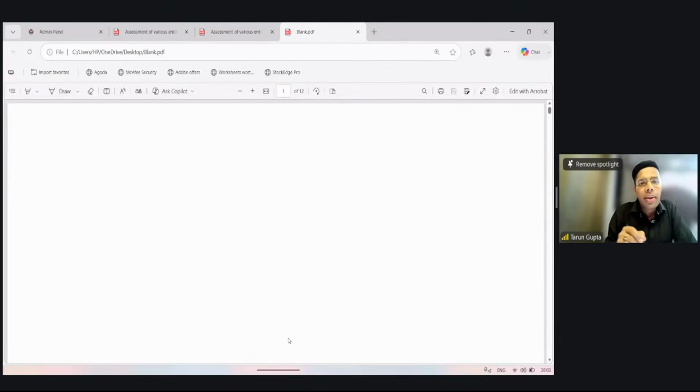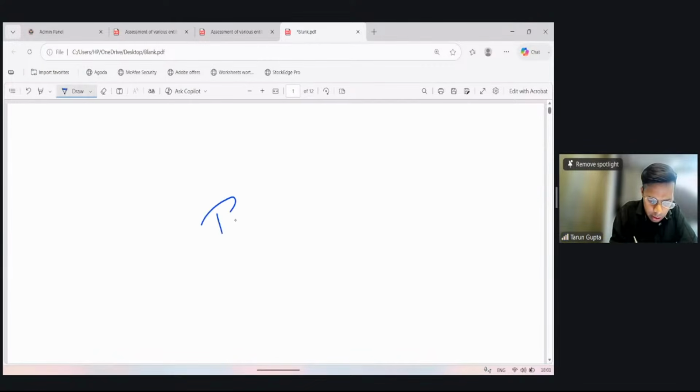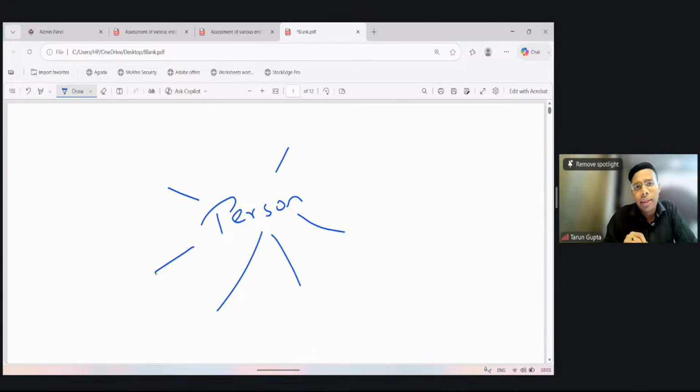So today we are discussing the revision of assessment of various entities. As you know, the Income Tax Act has a definition of the word person, and person includes a lot of different entities.